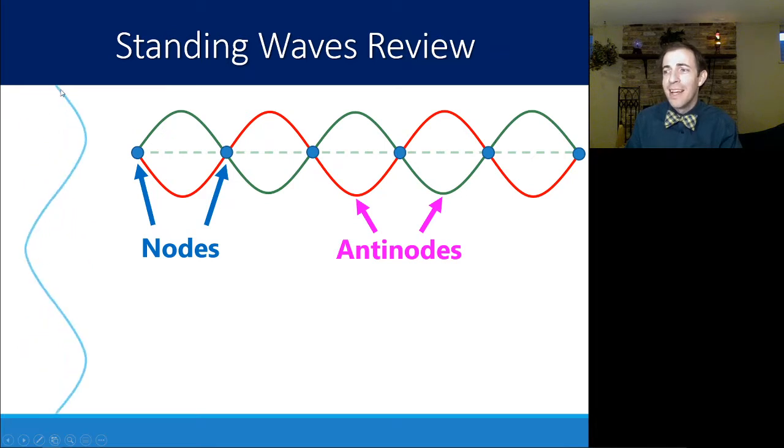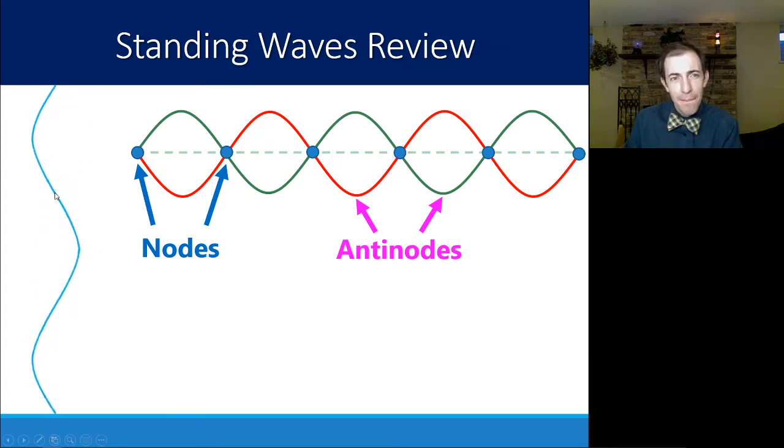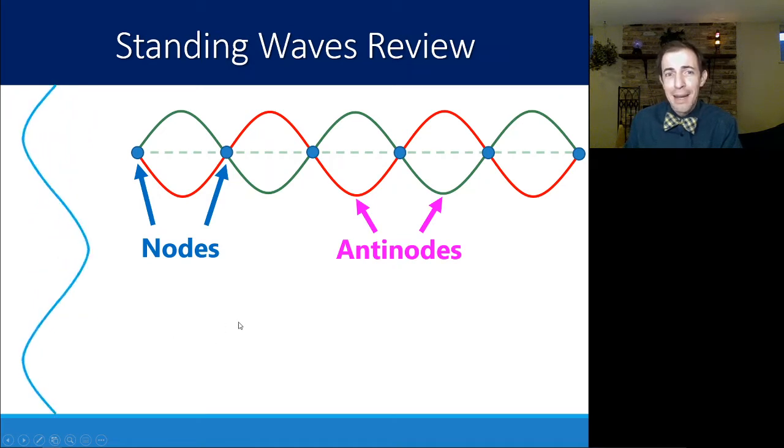A standing wave, remember, is a wave that is going back and forth between these two positions, and it's repeating continually. The key feature of this standing wave is that there are some parts of this wave that do not have any amplitude at all. We call those the nodes, and some parts that have a maximum amplitude at all times. Those are called the antinodes.